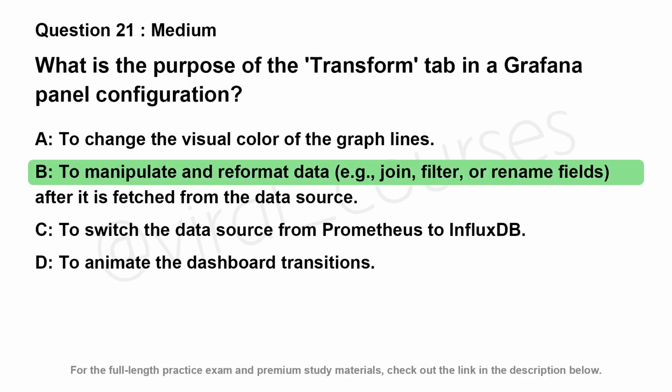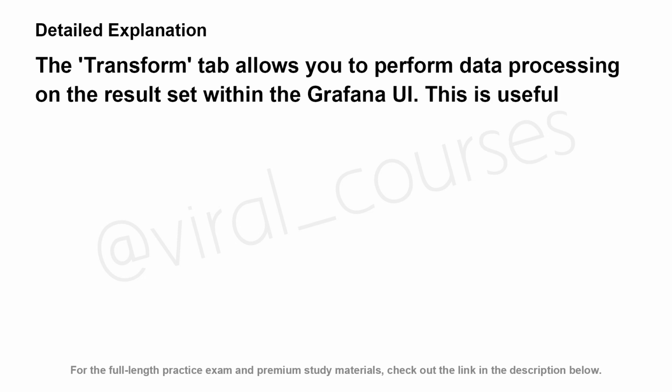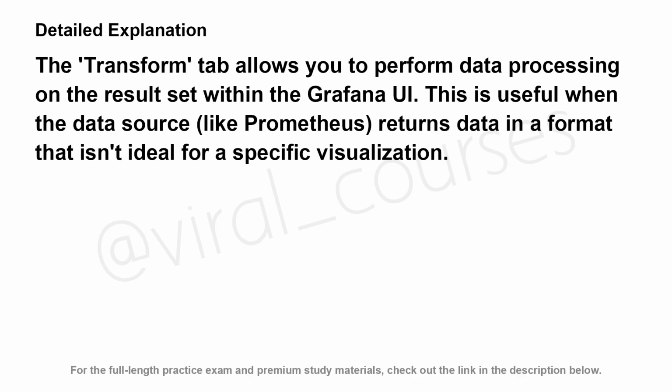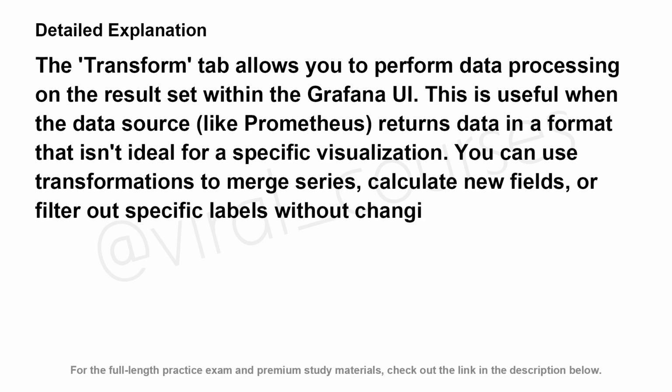The correct answer is B. The Transform tab allows you to perform data processing on the result set within the Grafana UI. This is useful when the data source, like Prometheus, returns data in a format that isn't ideal for a specific visualization. You can use transformations to merge series, calculate new fields, or filter out specific labels without changing the PromQL query.